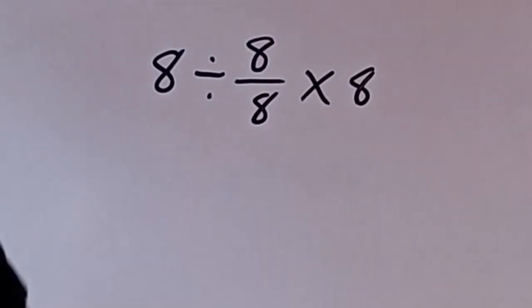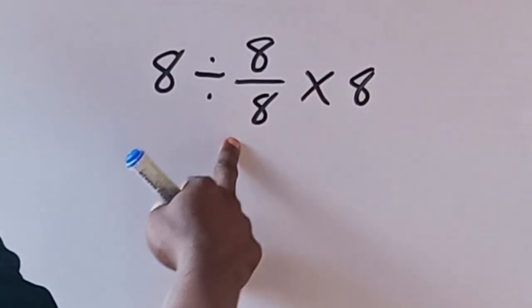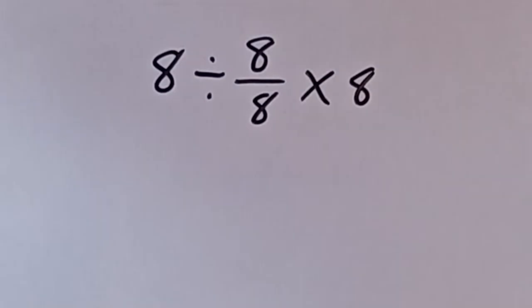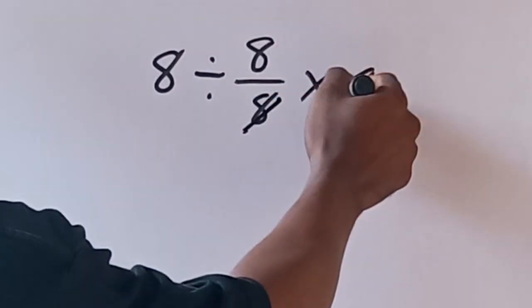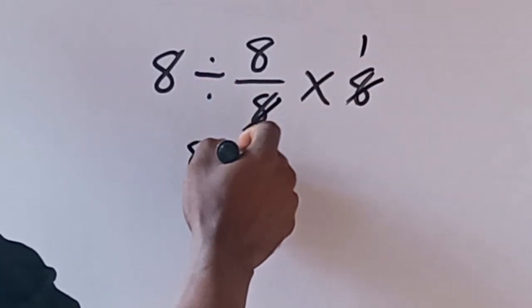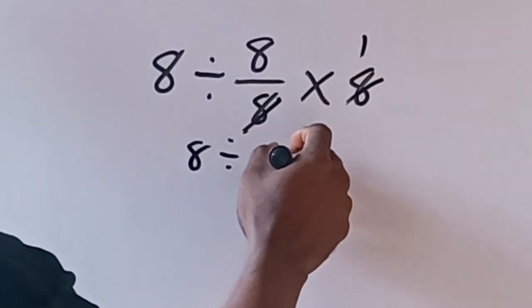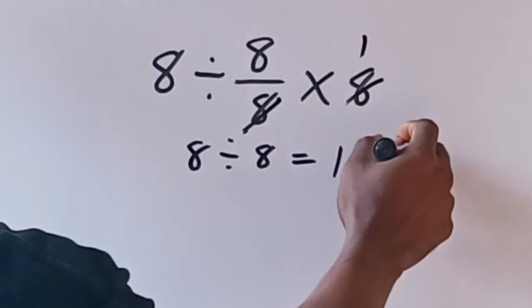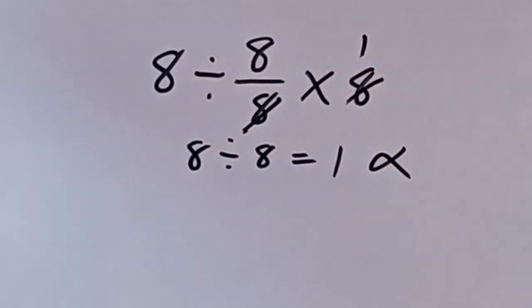8 divided by 8 over 8 times 8. Very simple. If you do 8 divided by 8, you divide this with this to get 1. We are left with 8 divided by 8, which is equal to 1. But this answer is not correct.